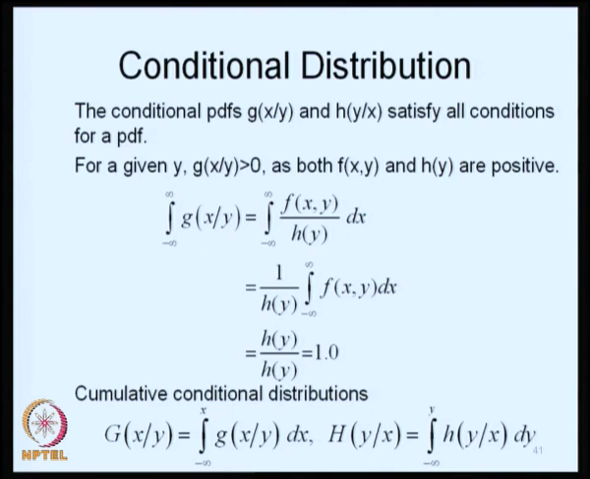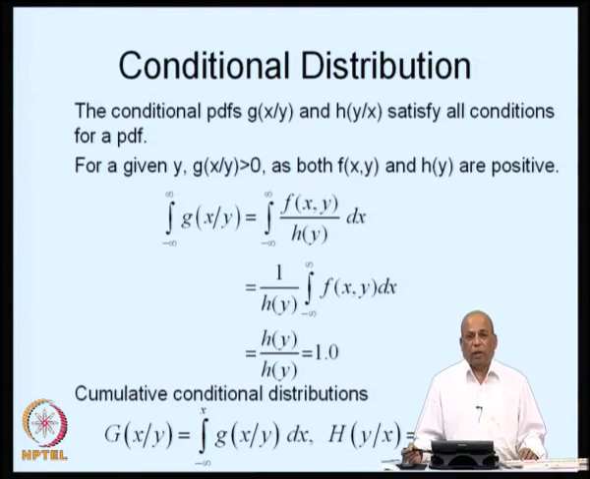Now, once we get the conditional density functions, because these happen to be the PDFs, they have to satisfy the conditions of the PDFs. For example, g of x given y must be greater than or equal to 0. Now, this is obvious because g of x given y is equal to f of x y divided by h of y, and f of x y is non-negative, and the definition is for strictly positive values of h of y, and therefore, g of x given y is non-negative.